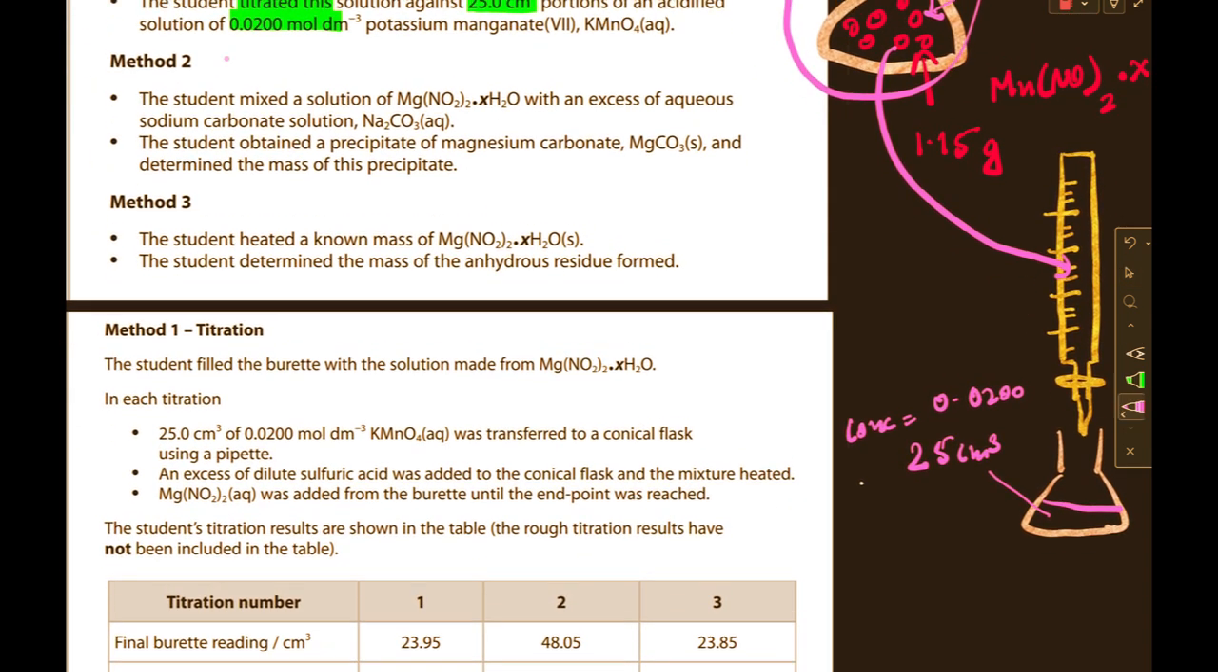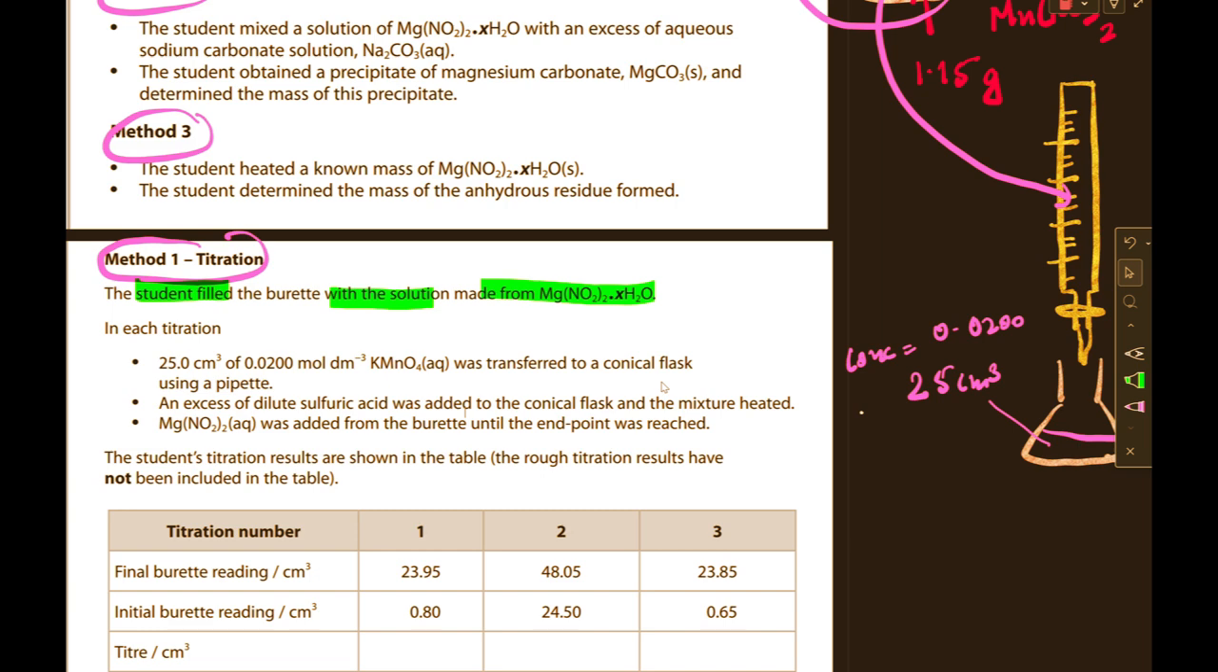Now, I'm going to skip method 2 and method 3 for the moment, and skip to the first part of the questioning. It says here, the student filled the burette with the solution made from Mg(NO₃)₂. Clearly said, but people or students still get confused where to put the magnesium nitrate solution. It is in the burette. It says in here in the question.